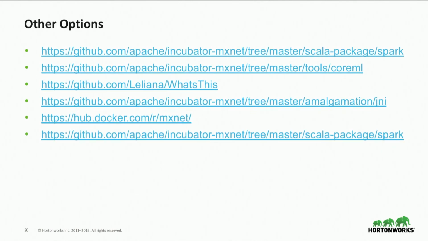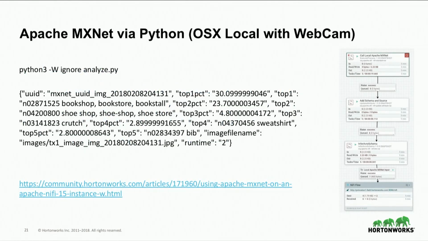There's links to other ways to do this if you want to do it in Docker, if you want to run it on an iPhone. To show you the penetration of this, not that it's Apache, Apple is using MXNet under their Core ML. So if you run deep learning on an iPhone, it's based on MXNet. It's not based on TensorFlow.